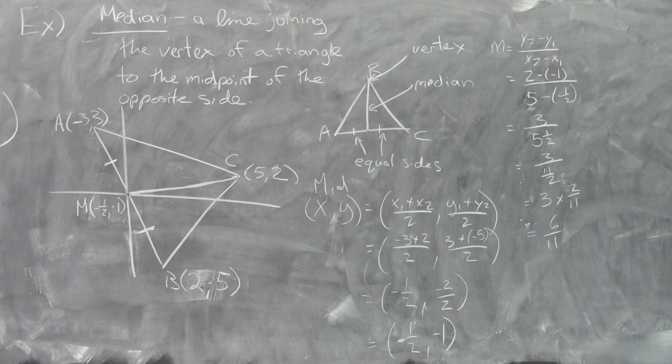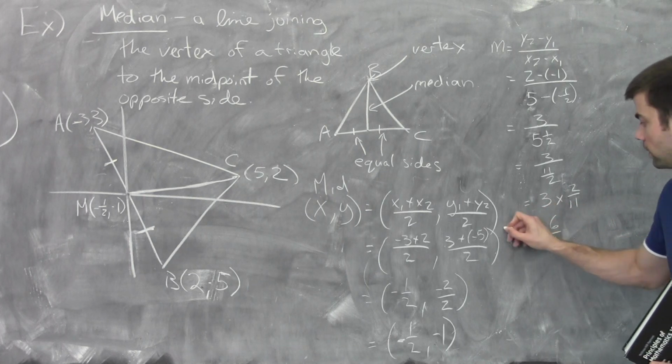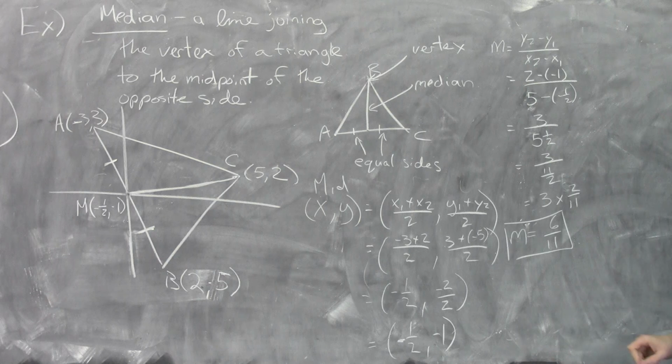Steven? If we already got a decimal, would we have to convert it into a fraction? Yes, I want you to work with fractions, okay? Because decimals just aren't as accurate. They're not exact numbers. And if we can avoid rounding, we should. Okay, so this is our slope, m is equal to 6 over 11.